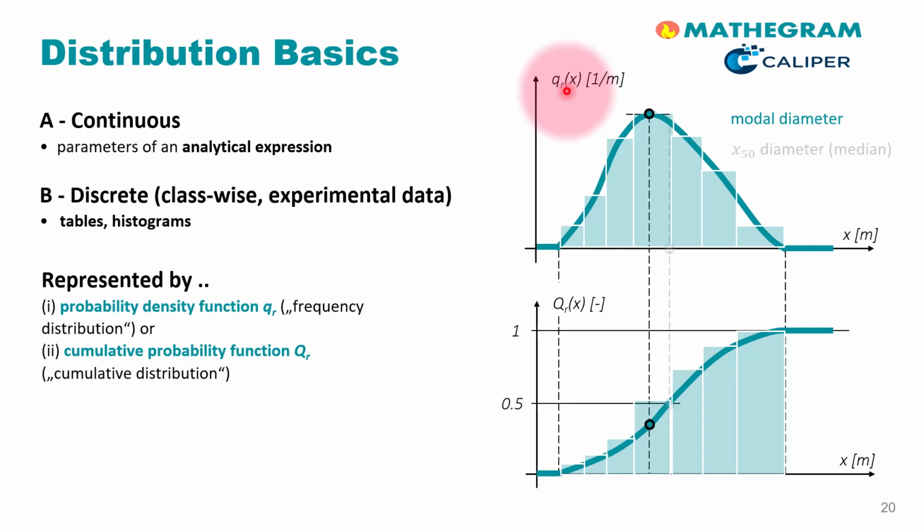The other key particle size in a distribution is the x50 diameter, or the median. It denotes the diameter below which 50% of the amount of particles are located. It can be easily obtained from the Q50 value on this curve.